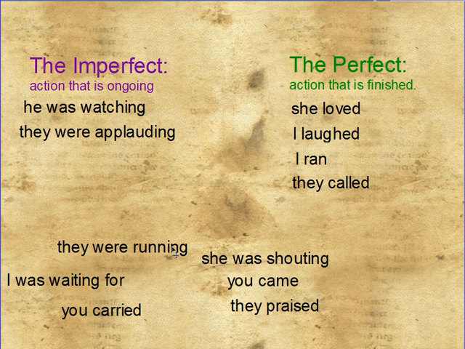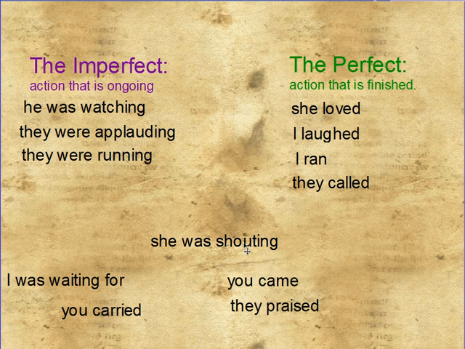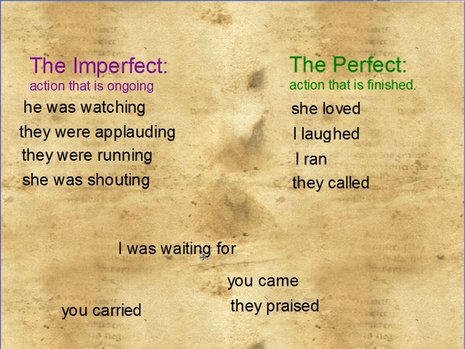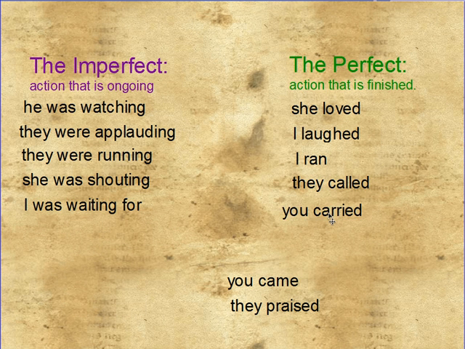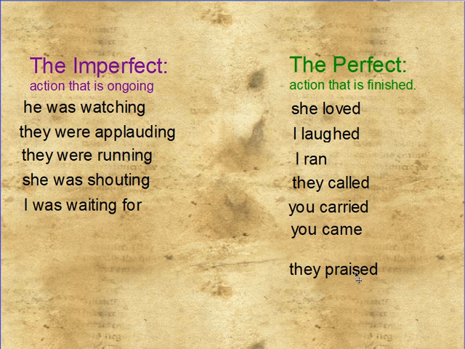They were running, 2-word verb with that ing, imperfect. She was shouting, imperfect. I was waiting for, imperfect. You carried, perfect. You came, perfect. They prayed, perfect. I hope this gives you an indication as to which verbs are imperfect and perfect in English. Try to think of a few more on your own as we continue through the lesson. You'll have lots of chances to practice.